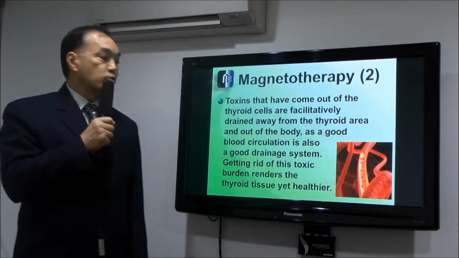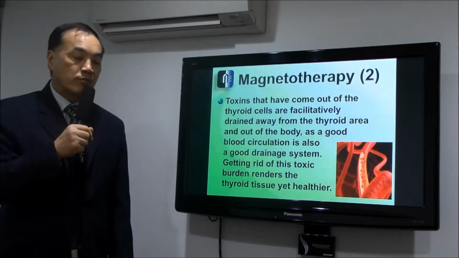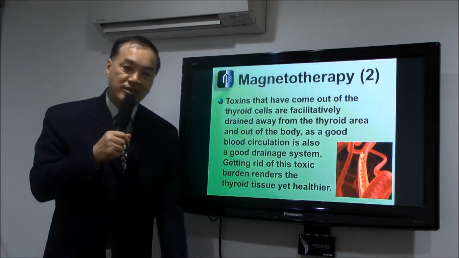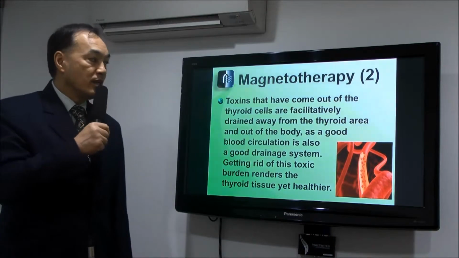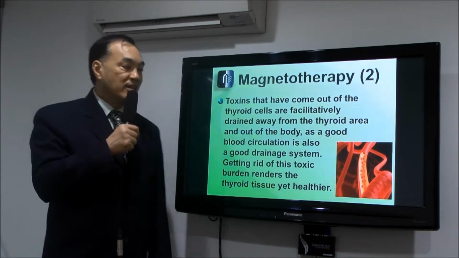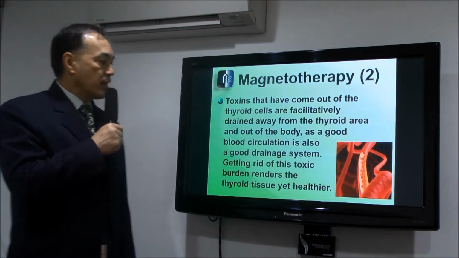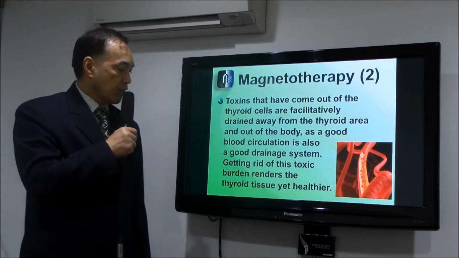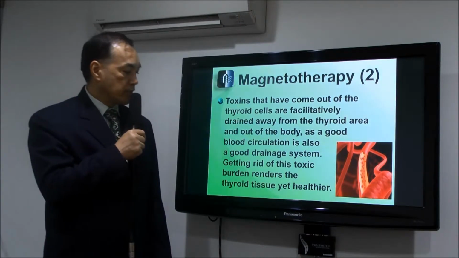As more toxins are also drained away, once they've come out of the cells, this will prevent toxins from re-entering the thyroid glandular cells, and that would increase the thyroidism again. So it's good to drain them away and out of that area, out of the body, so no more re-entries of toxins back into the thyroid glandular cells.